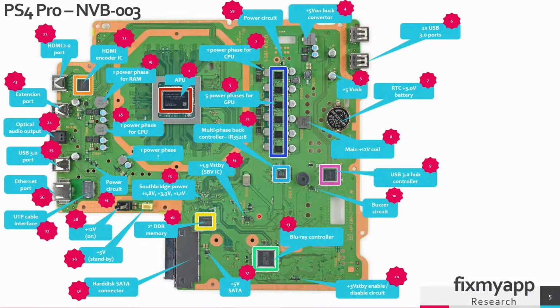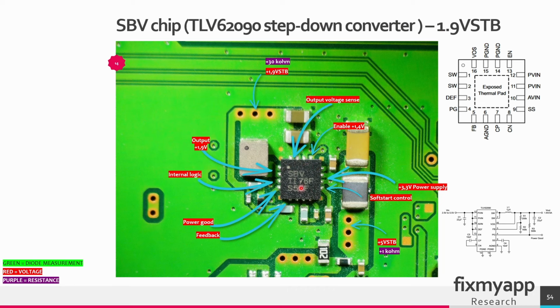In region 14 you can find the SBV IC, and this chip will generate the standby voltage of 1.9 volts. This is the SBV IC. This chip needs a power supply of 3.3 volts. This chip needs an enable voltage of 1.4 volts. And this chip will start generating standby voltage of 1.9 volts. And I think this voltage is needed for the Southbridge.